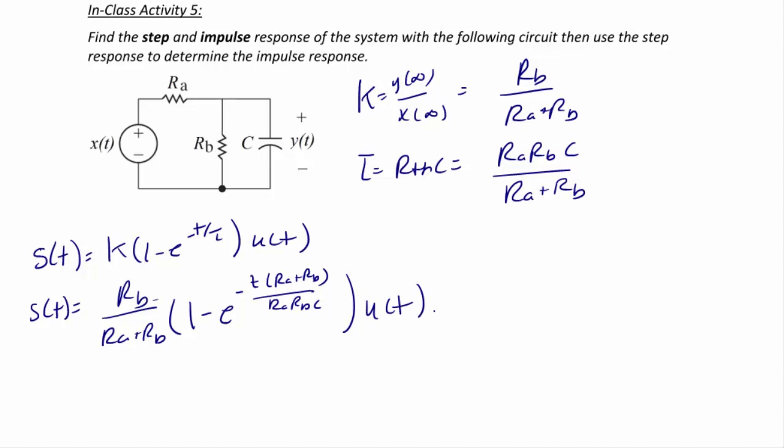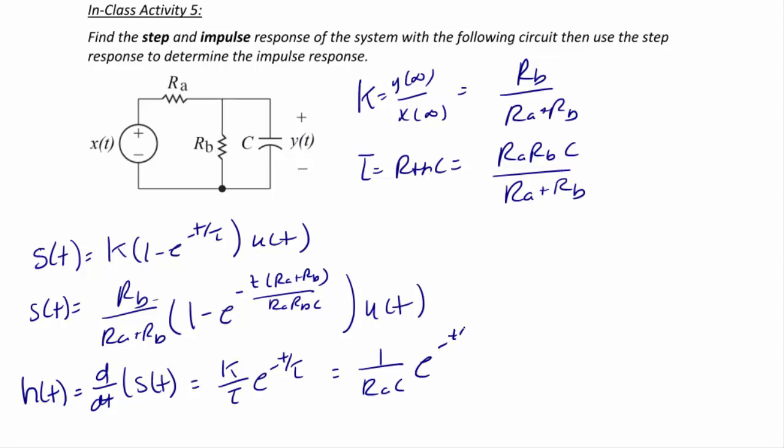Recall h of t is equal to the first derivative of the step response s of t, so that is going to be k over tau e to the negative t over tau. K over tau is 1 over Ra C, times e to the negative t Ra plus Rb over Ra Rb C u of t.